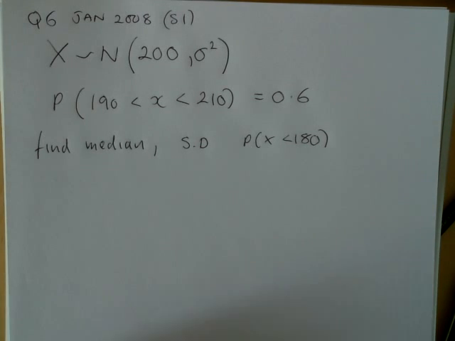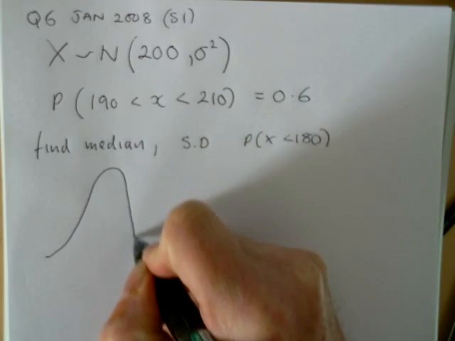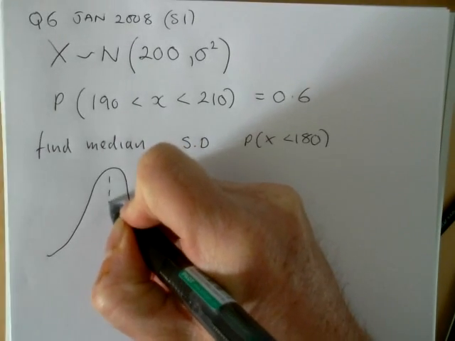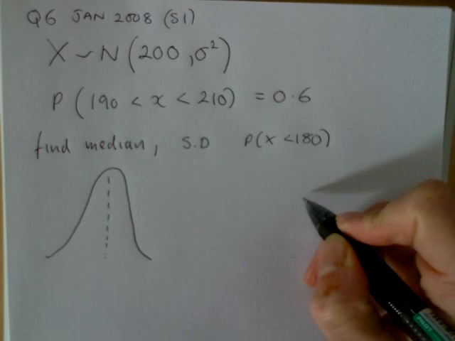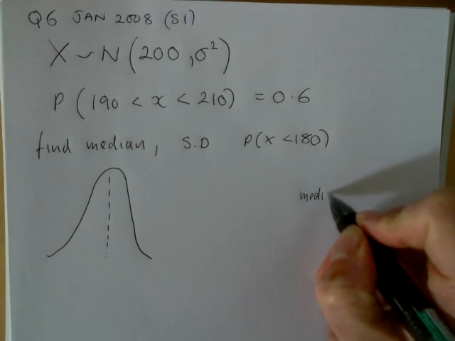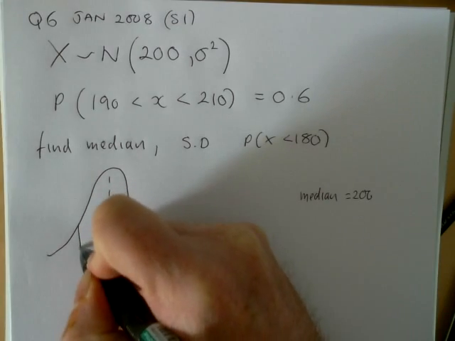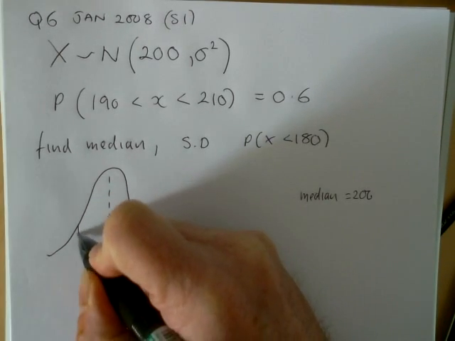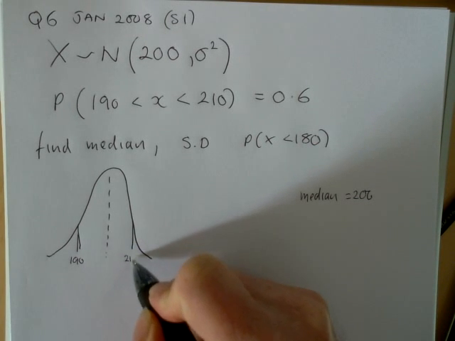Well, first of all, the normal distribution's median is always the same as the mean because of the symmetry. There is no skew, and therefore the median is 200, the same as the mean. Now, we're given this information that being between 190 and 210 is 0.6.